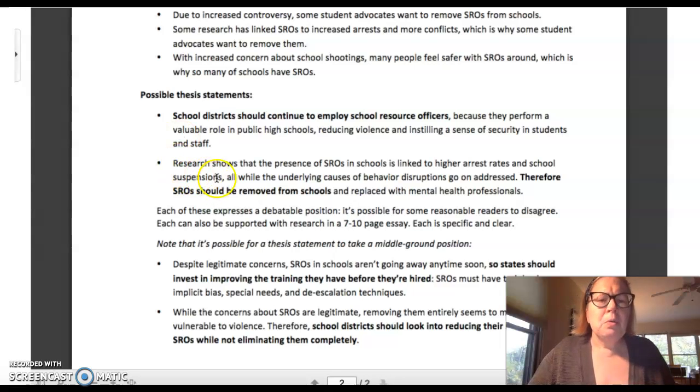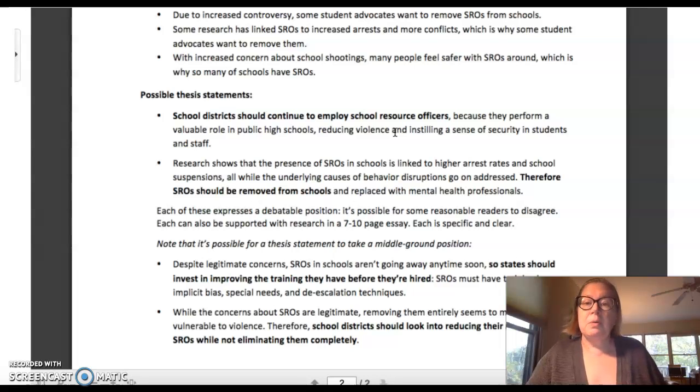Or the second sample: research shows that the presence of SROs in schools is linked to higher arrest rates and school suspensions, all while the underlying causes of behavior disruptions go unaddressed. Therefore, SROs should be removed from schools and replaced with mental health professionals. So that's a different position, right? Either one of these could work in a prospectus or in a research paper like what I'm asking for you this semester. They both take a debatable position, and it's possible that reasonable people in the audience could disagree with this, right? They both could be supported with research in the scope of a 6 or 7 page research paper, okay?